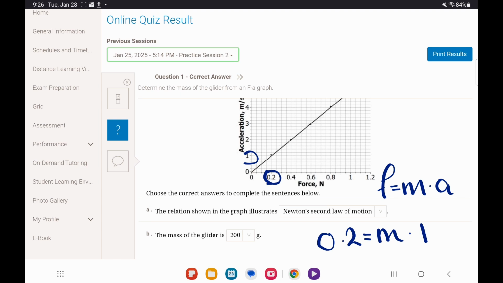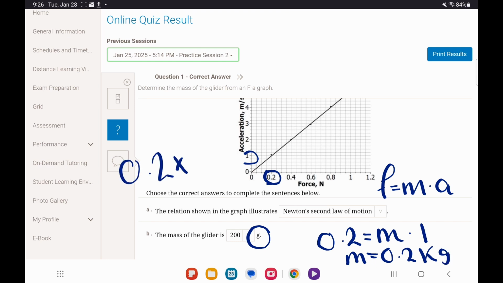Okay, so here we get m equals 0.2. Now this is in kg, and they want us to give this in grams. So we multiply 0.2 times 1,000, and you get 200. And that's the first question.